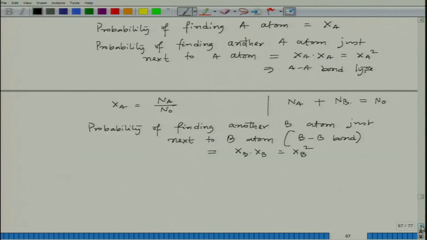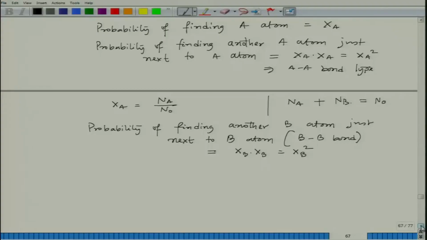So, now we see that if in a mixture we have A and B type of atoms, then the probability of finding AA bond type or BB bond type is proportional to XA square as well as XB square. Now, we have to find out the probability of finding A atom next to a B atom or finding B atom next to A atom. That would lead to the concept of probability of finding AB type of bond.